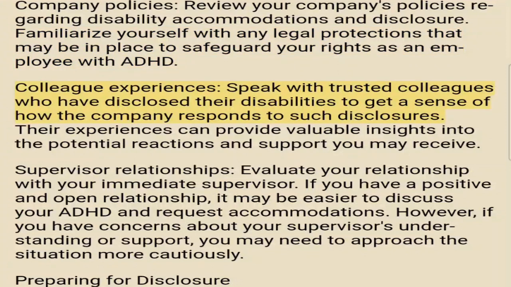Colleague experiences. Speak with trusted colleagues who have disclosed their disabilities to get a sense of how the company responds to such disclosures. Their experiences can provide valuable insights into the potential reactions and support you may receive. Supervisor relationships. Evaluate your relationship with your immediate supervisor. If you have a positive and open relationship, it may be easier to discuss your ADHD and request accommodations. However, if you have concerns about your supervisor's understanding or support, you may need to approach the situation more cautiously.